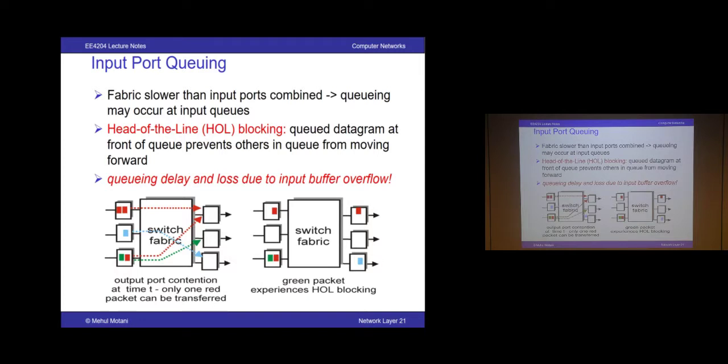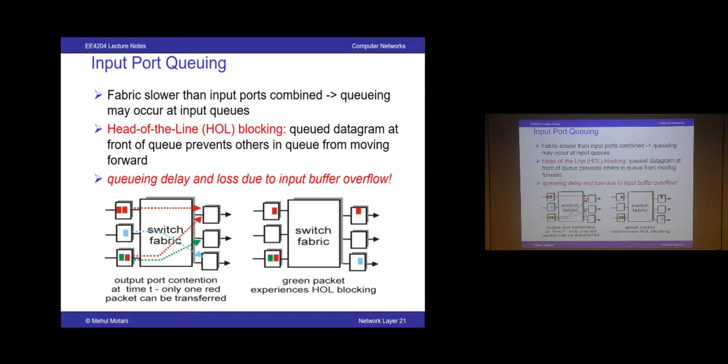Let's look at the example on the left. I have 3 input ports and 3 output ports, enumerated 1, 2, 3. Packets that are red are destined for output port 1, the one on top. You notice that there's a red packet at the head of the queue for input port 1 and input port 3, and they're both headed for output port 1. But clearly, they both cannot access it.